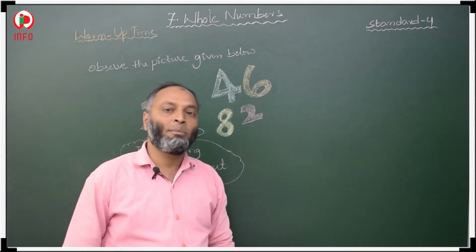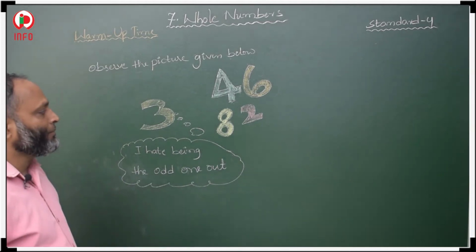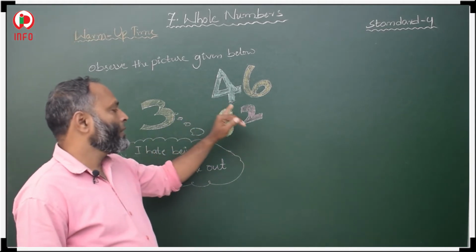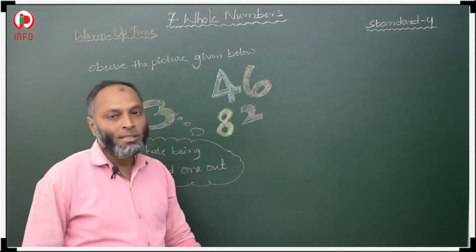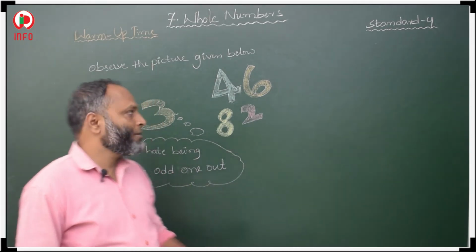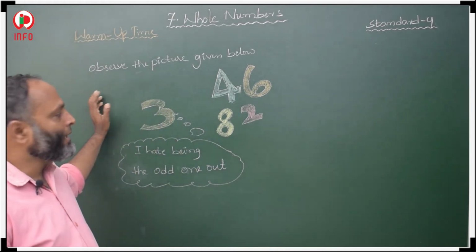Before we start the whole numbers chapter, see here, warm up time. In this warm up, some numbers are given: 2, 3, 4, 6, 8. These 5 numbers are given, and from these 5 numbers we keep one number aside. That number is 3.